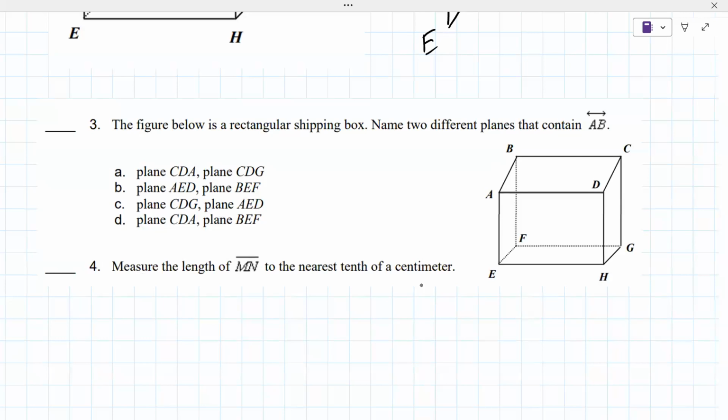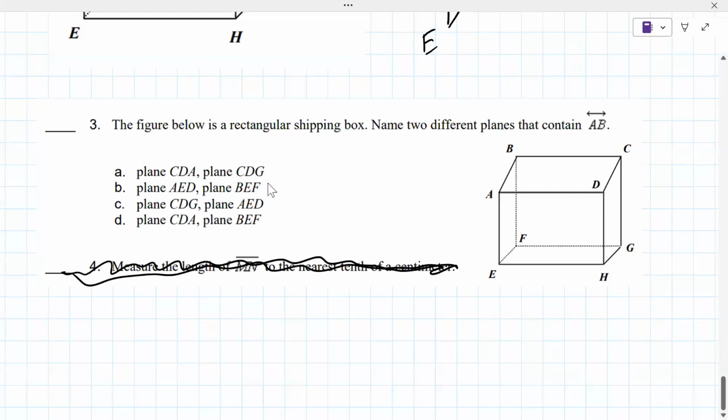Okay. Wow, why did that go away? All right. The figure below is a rectangular shipping box. Name two different planes that contain AB. Okay. So the plane has three letters on it. CDA is this top plane. CDG is this one on the right. AEB is this front one, and so on.